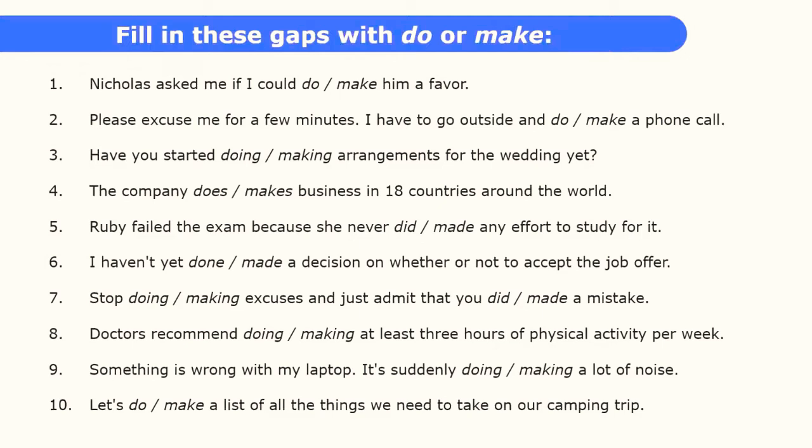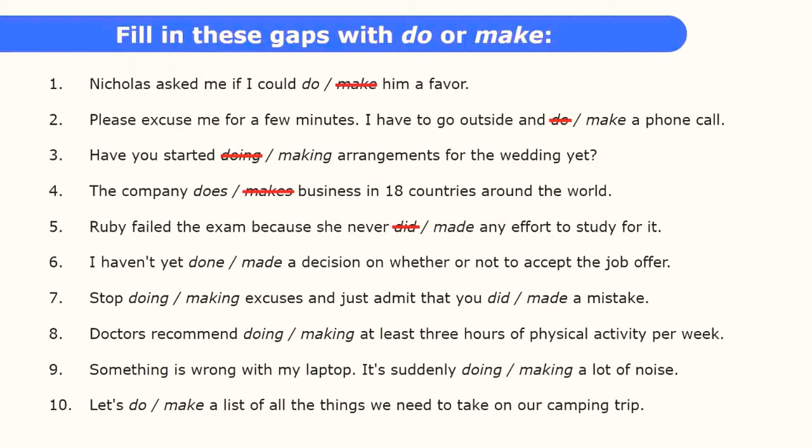All right, let's look at the answers. Number 1, Nicholas asked me if I could do him a favor. Number 2, please excuse me for a few minutes. I have to go outside and make a phone call. Number 3, have you started making arrangements for the wedding yet? Number 4, the company does business in 18 countries around the world. Number 5, Ruby failed the exam because she never made any effort to study for it.